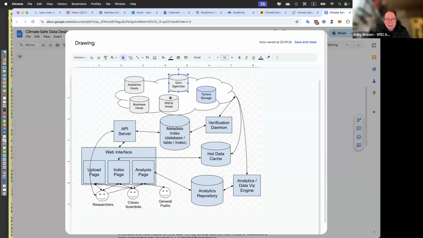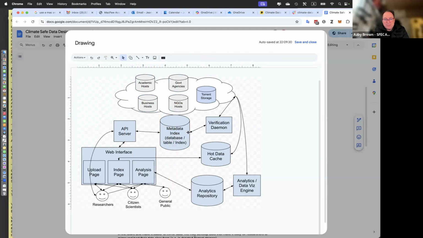And then torrent storage. Now, it's not clear how those relate, but this is pretty quick and dirty, right? What he did, but the idea is that somehow... Does this suggest that he's saying we have redundancy? That we have torrent storage, but also our data goes to NGOs and businesses and academia and science? No, not at all.